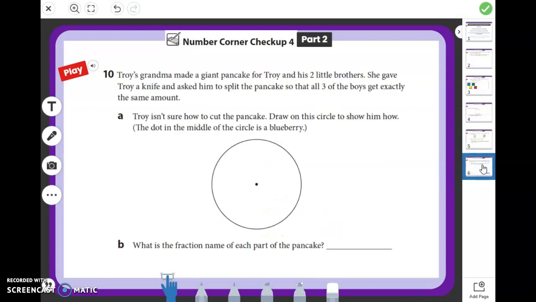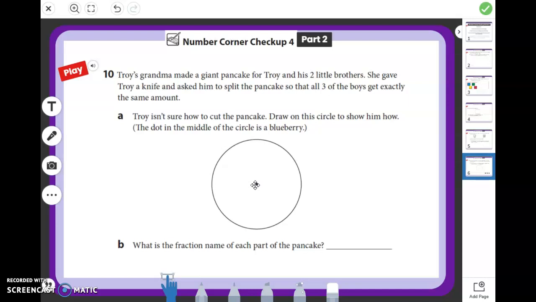Your last problem is number 10. Number 10 says Troy's grandma made a giant pancake for Troy and his 2 little brothers. She gave Troy a knife and asked him to split the pancake so that all 3 of the boys get exactly the same amount. Letter A says Troy isn't sure how to cut this pancake. Draw in the circle to show him how. The dot in the middle is a blueberry. Letter B says what is the fraction name of each part of the pancake?